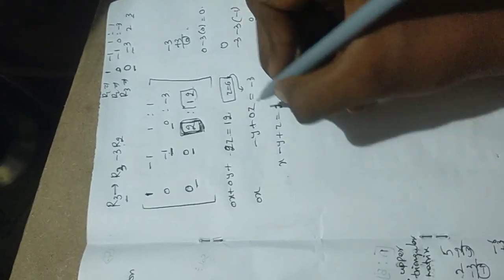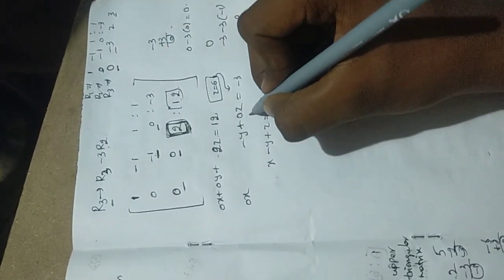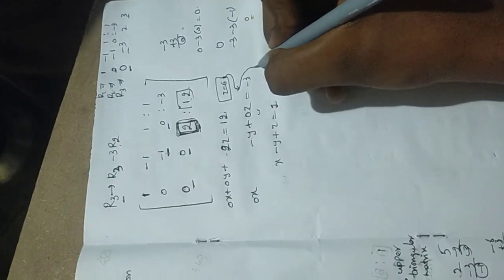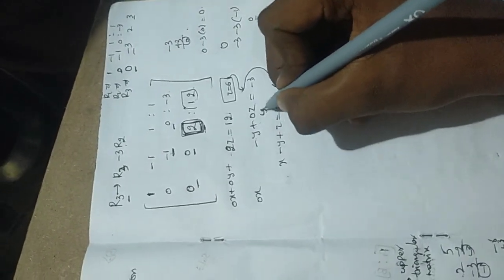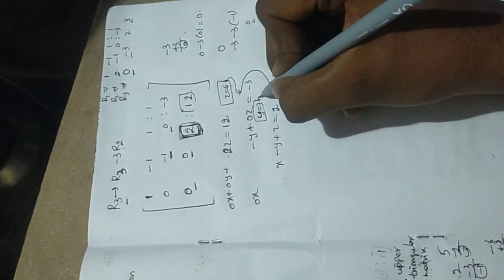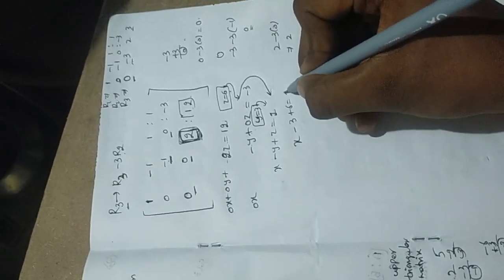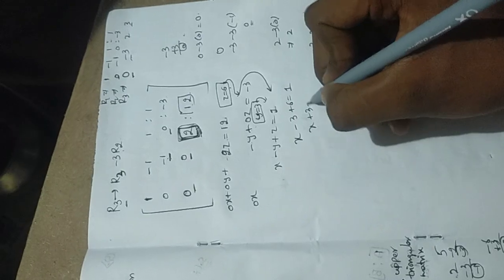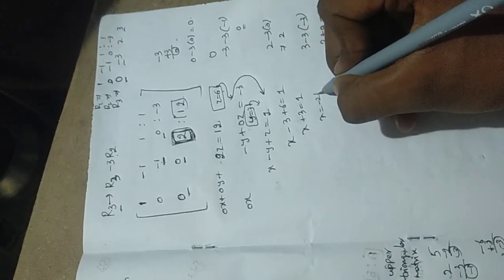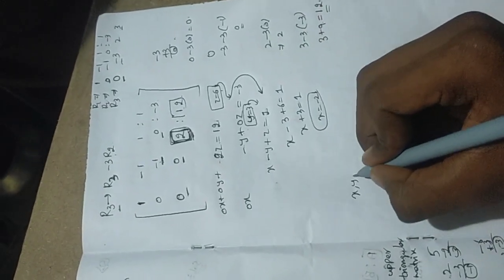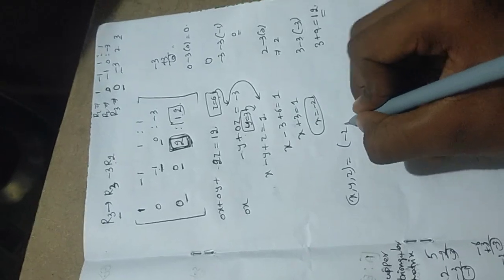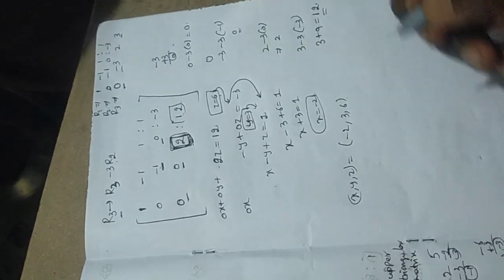Substitute this here, and we get y is equal to 3. Substitute z and y here, so we get x minus 3 plus 6 is equal to 1, x plus 3 is equal to 1, x equal to -2. We get the values of x, y, z as -2, 3, 6.